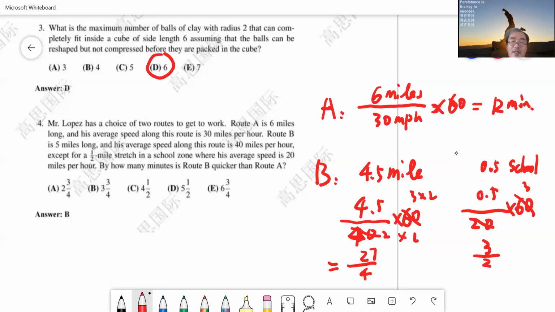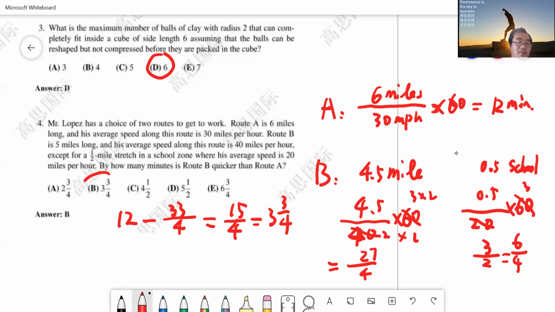Right. So then we can find out the first trip we have 12 minutes. The second trip we have, so we can add these together. That's going to be actually, if you think about this, actually is 4 over 6. So actually together we have this is 33 over 4. So do the subtraction, that's going to be 48 over 4 minus 33 over 4. Give us 15 over 4. So find this actually is a mixed number 3 and 3/4. So the answer is B.